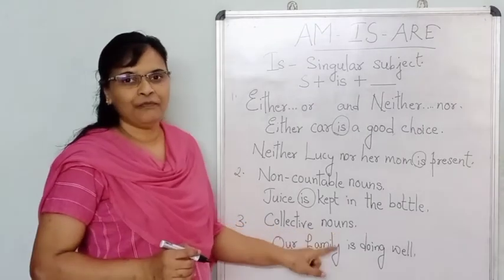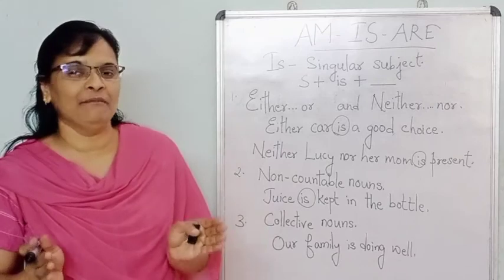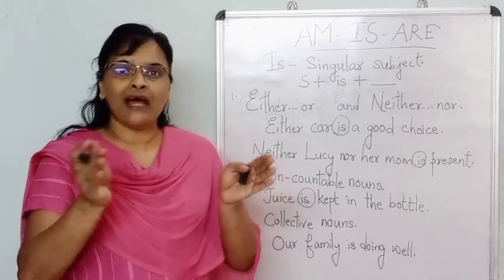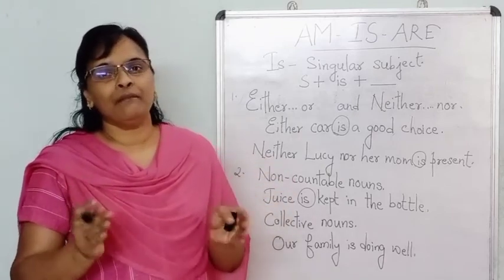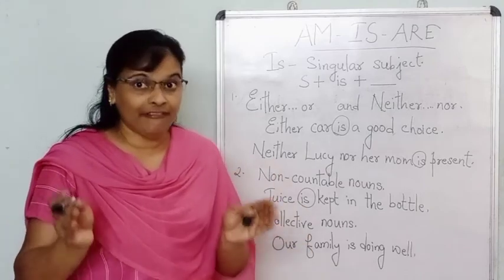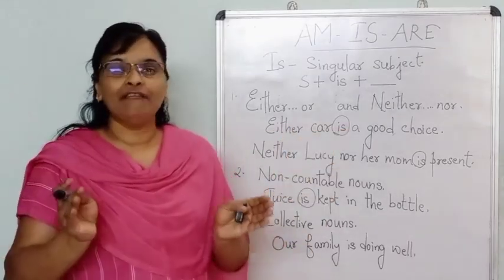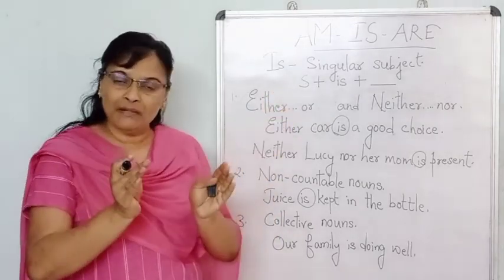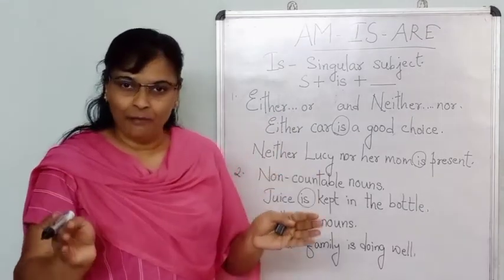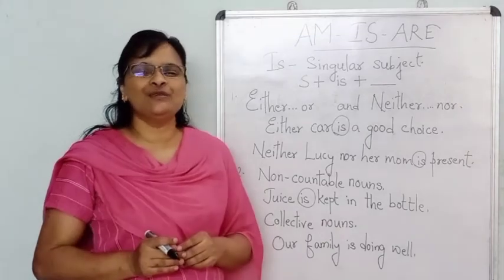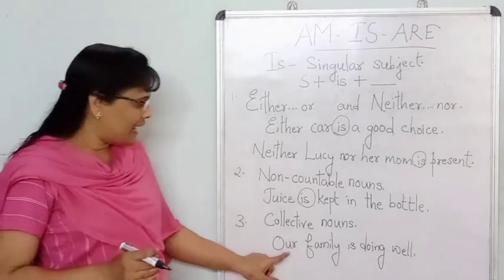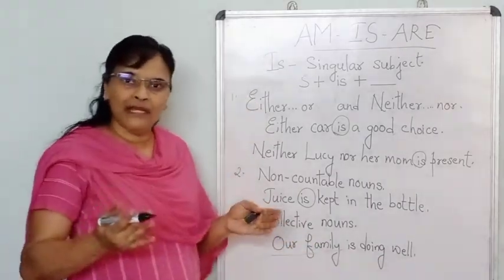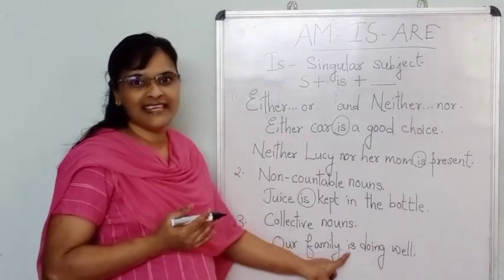Is that clear? Now let's come to the third format. Collective nouns. Collective nouns, for example, team, family, all these things come under collective nouns. Though there are many members in a team, or more than 1 or 2 or 3 people in a family, when they are taken collectively, we always use the auxiliary verb is. Look at our example. Our family is doing well. Though there may be many people in this family, we are using is here.